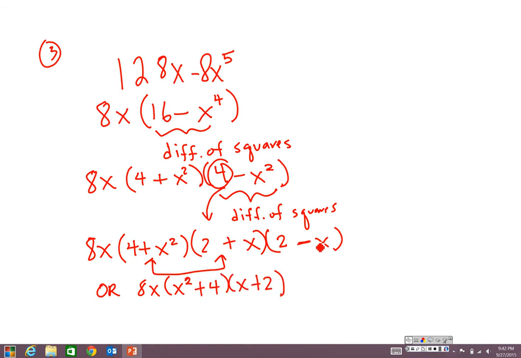And even if you wrote this around, it would have to be negative x plus 2. So you always have to keep the sign that's in front of that variable, right? This is a positive 2, so that's why I had to put plus 2. This is a negative x, so that has to be negative x. So either of our answers would be correct.